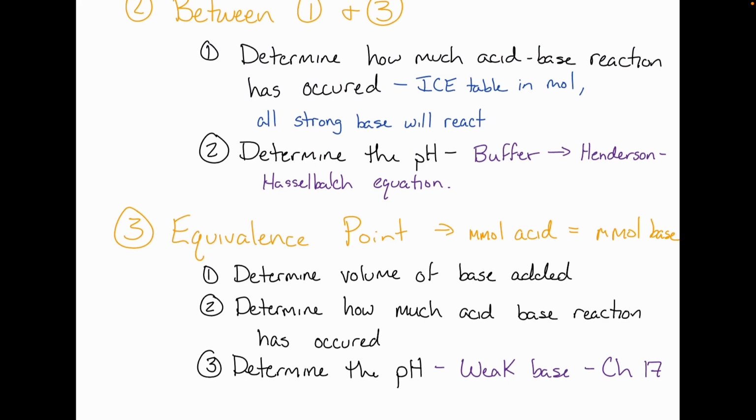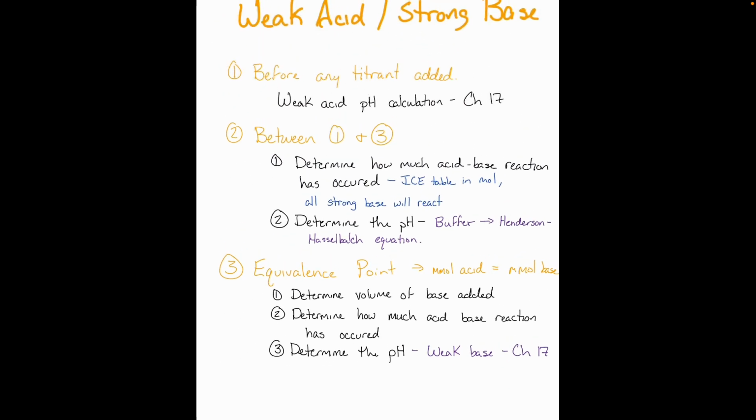All right? So in our three regions here, for a weak acid, strong base titration, before any titrant was added, all we have is a flask of weak acid. So we calculated our pH like we learned how to do for a weak acid in chapter 17. Between our initial point and our equivalence point, we have this mixture of weak acid and weak base, which we call a buffer. And we know how to calculate the pH of a buffer using the Henderson-Hasselbalch equation. At the equivalence point, all that weak acid has reacted, and all I'm left with is that weak base. And so I calculate the pH of my equivalence point just like we learned how to do for a weak base in chapter 17.